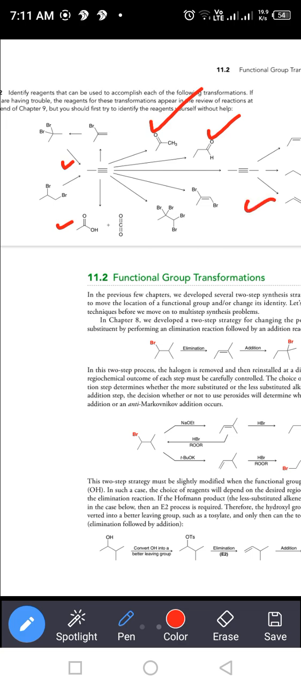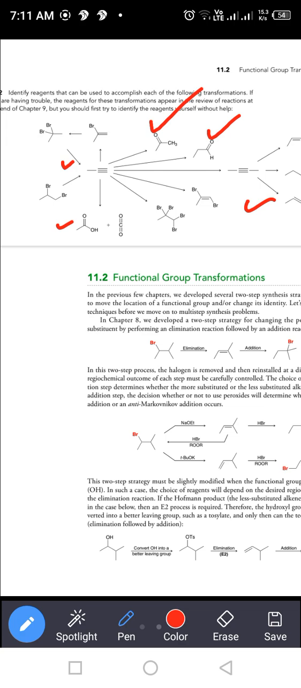So different functional groups are changed. In chapter 9 we have discussed all these transformations. If we know these transformations, then these functional group transformations will be easy, organic synthesis will be easy. So this chapter 11, organic synthesis, will be easy if we have a concept about chapter 8 and chapter 9 that we have discussed so far.